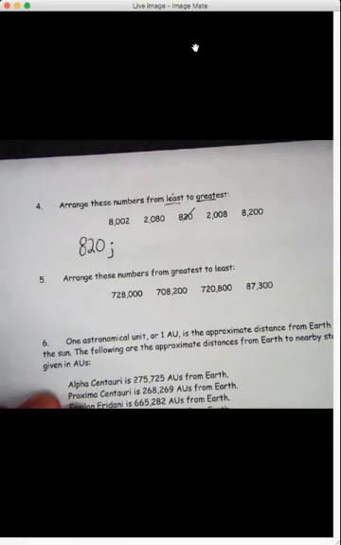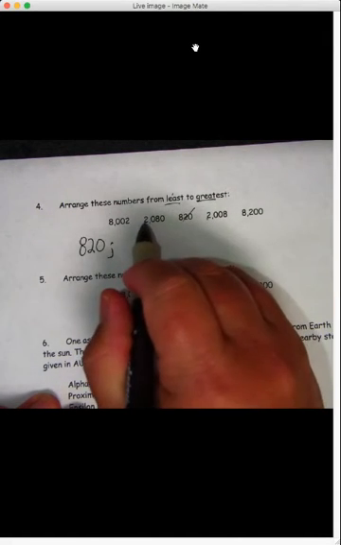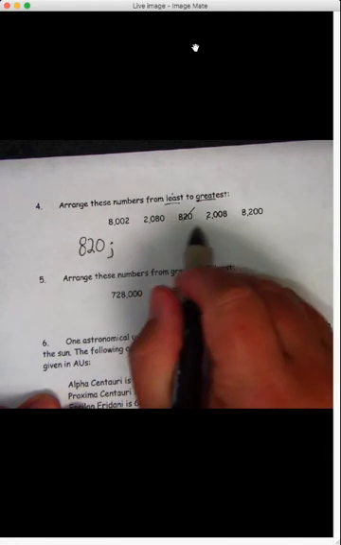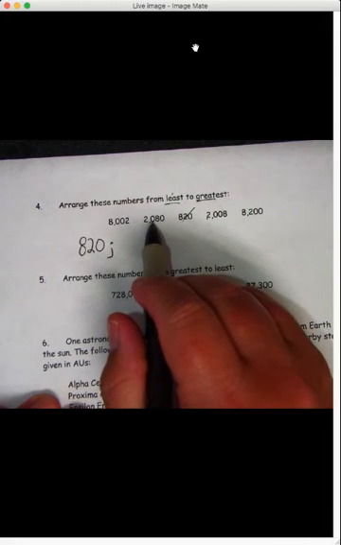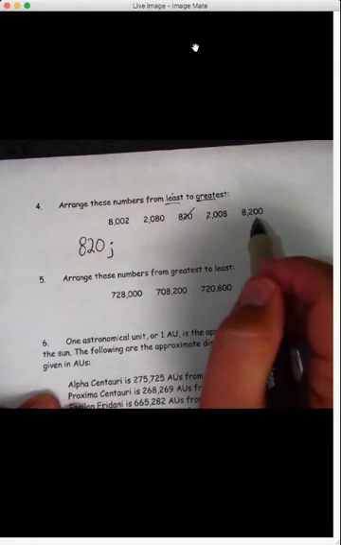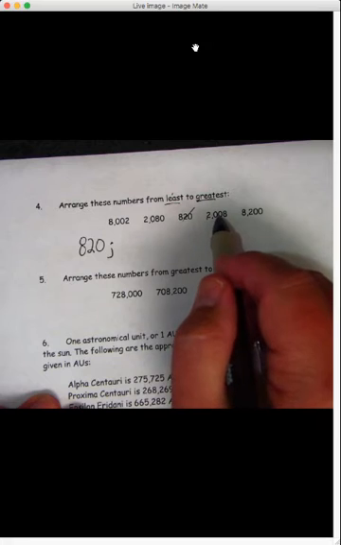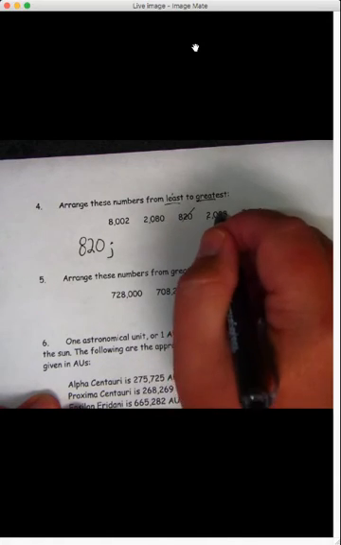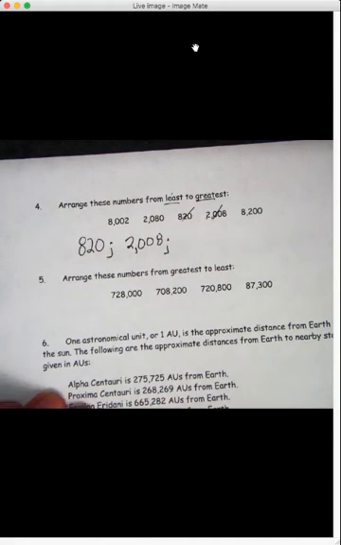Now, I've got to look at the thousands places. That one has an 8. That one has a 2, so that's small. That one has a 2, and that one has an 8. So it's going to be between one of these 2s, isn't it? Because they're the smallest. This one has 0 in the hundreds, but so does that one. This one has an 8 in the tens, and this one has a 0 in the tens. So this one's going to be the smallest. So let's write that one. 2,008. We'll separate them with that semicolon.